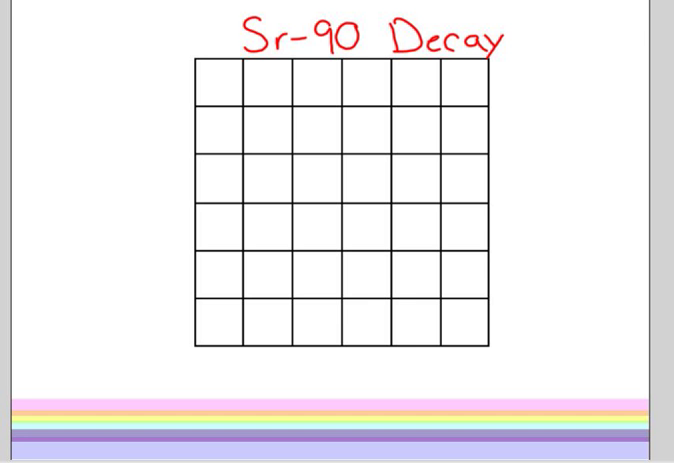I'm going to put my time in years on the bottom. I'm going to put my mass in grams on my y-axis, and you will need to have those, always need to have those.